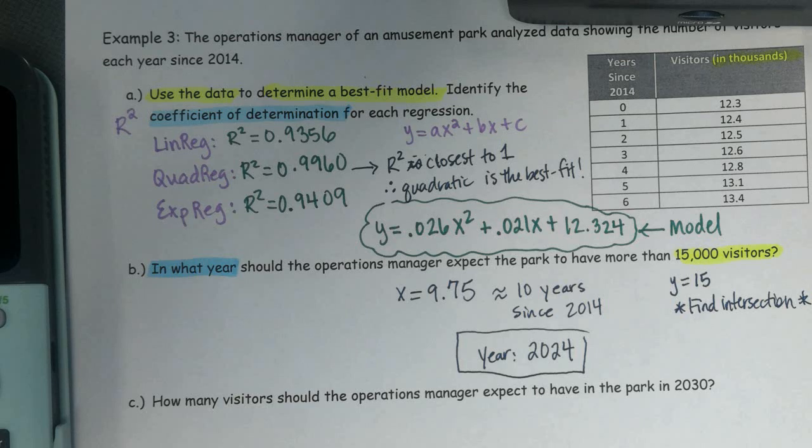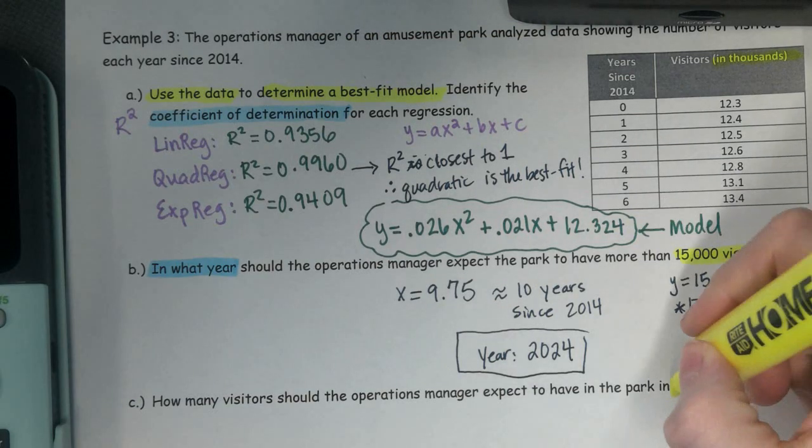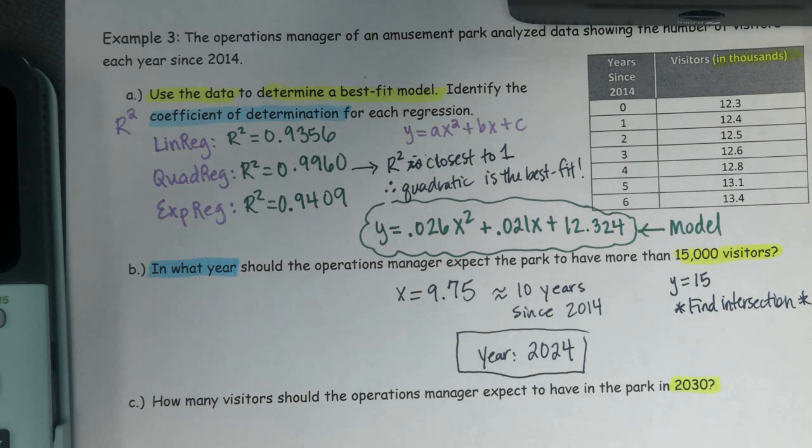Yeah. And then for part C, it says how many visitors should the operations manager expect to have in the park in 2030? So how are we going to find this one? So do what? Nope. So this one's different. So this was our output, right? Second trace, and then that's 16. I don't want you to use the trace button. You could use something else though. Okay, yeah, you could use the value button. Yep. What else could you do? Yeah, you could use your table.